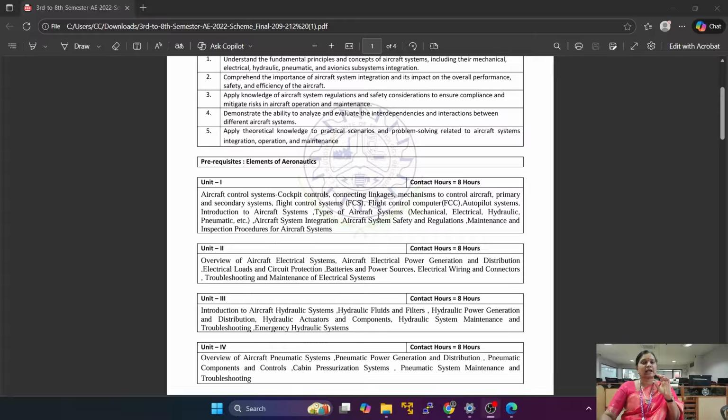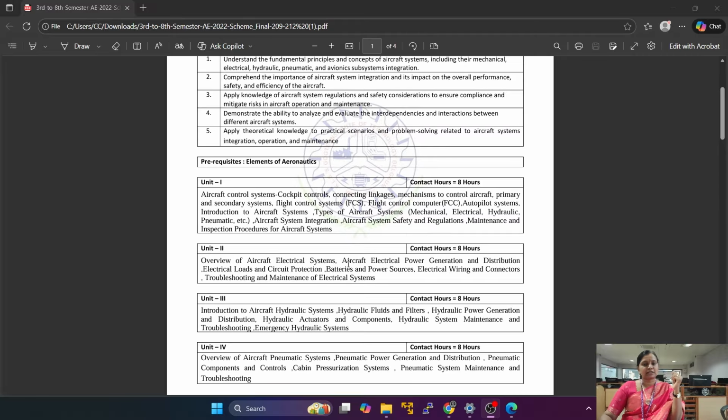So unit 1 gives you an idea of the different systems that play an important role in an aircraft, which have been used from very long back, even till today, and play a very important role.